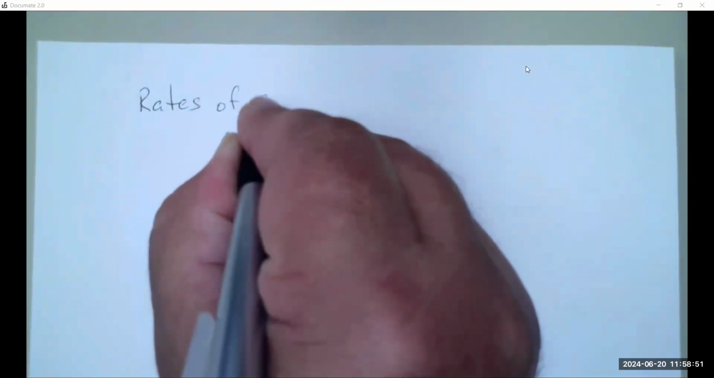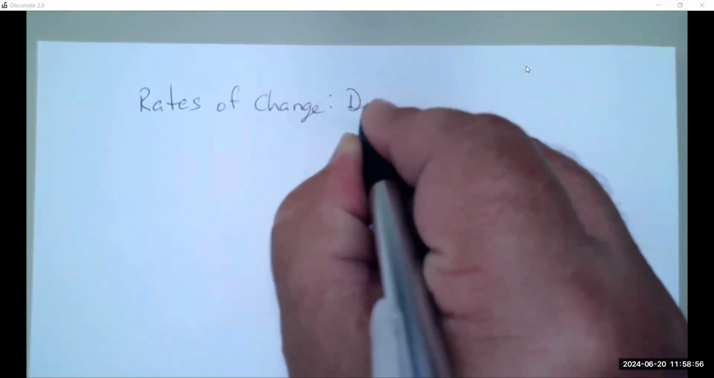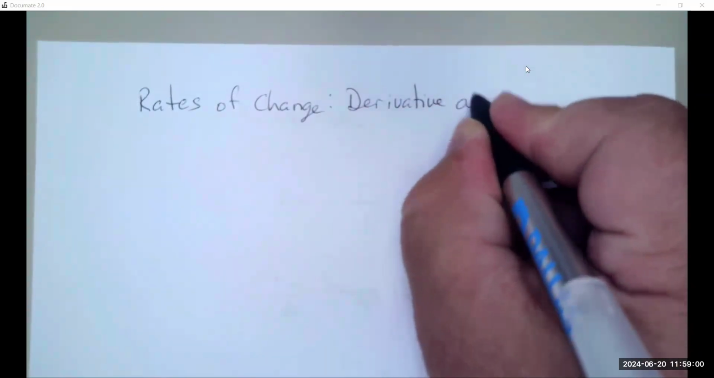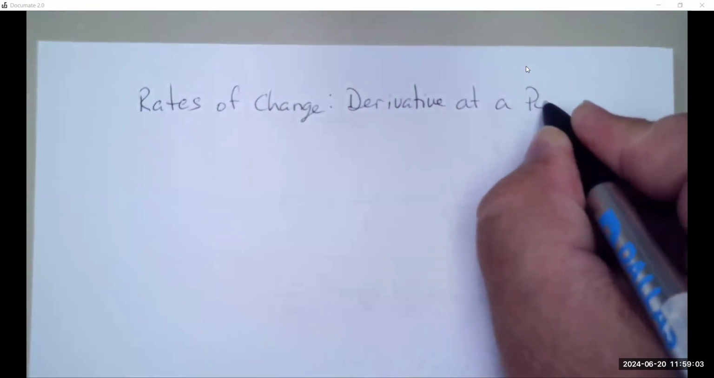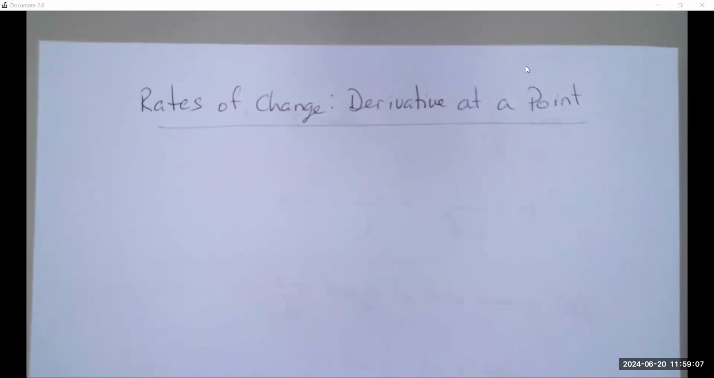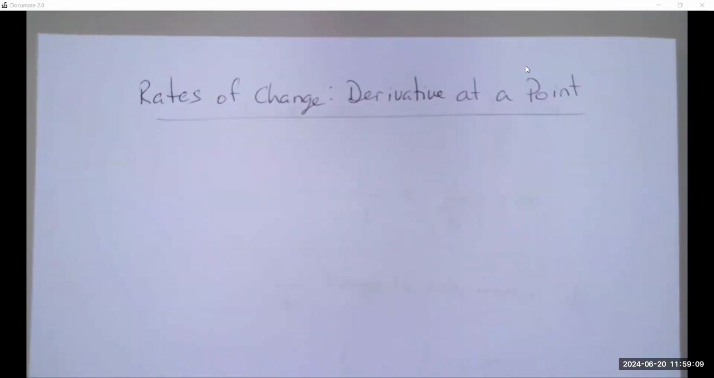So now we're going to look at rates of change as a derivative at a point. Here we are. We finally get to do something calculus-y.